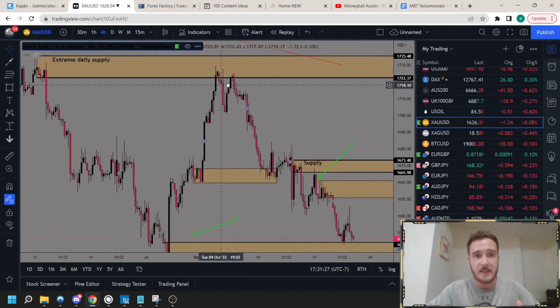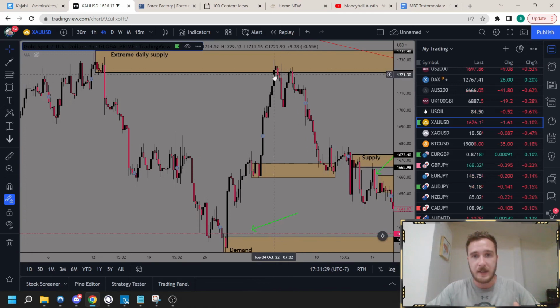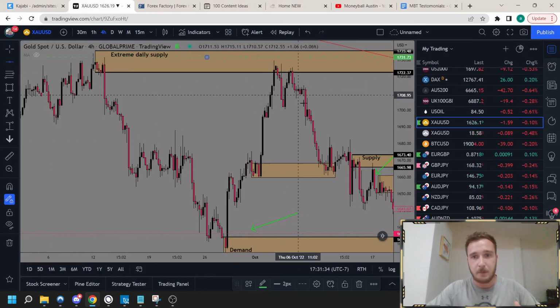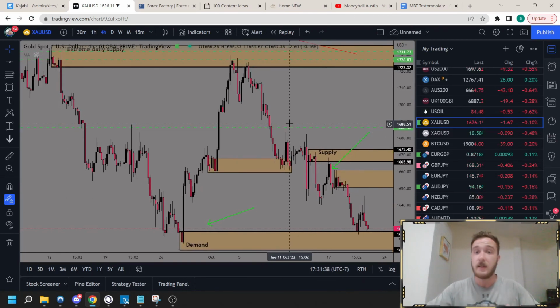An example of that is, say, we sell up here, prices drop, and then we place our stop loss here. Then prices drop again, then we change it to here, and then it drops again, then we change our stop loss to there.